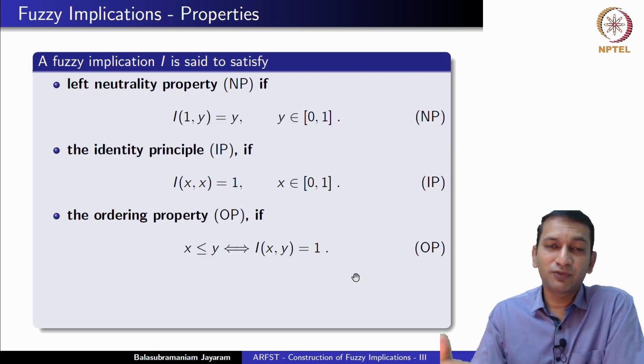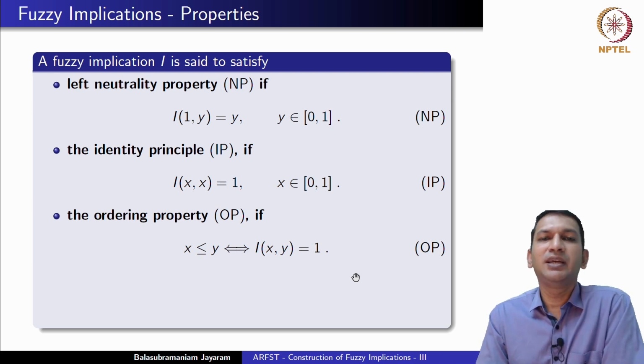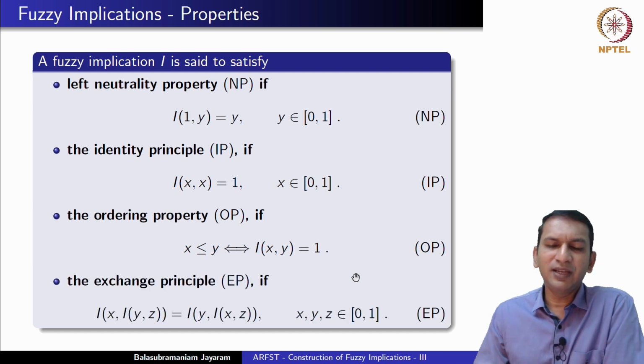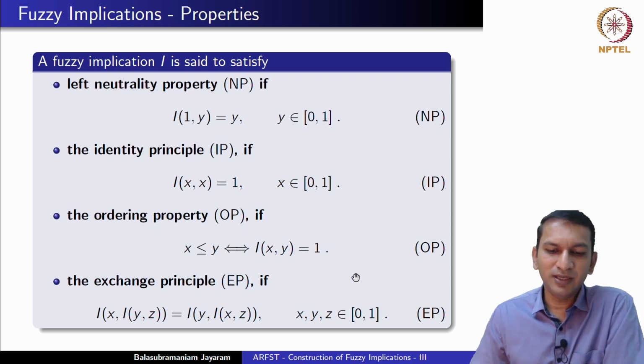It can be 1 because of the monotonicity of fuzzy implication. If it has IP, then whenever x is strictly less than y, it is also 1. But the ordering property precludes it from having the value 1 when x is greater than y. And finally, the exchange principle, as we all now know it, allows you to exchange the arguments x and y in this equation.